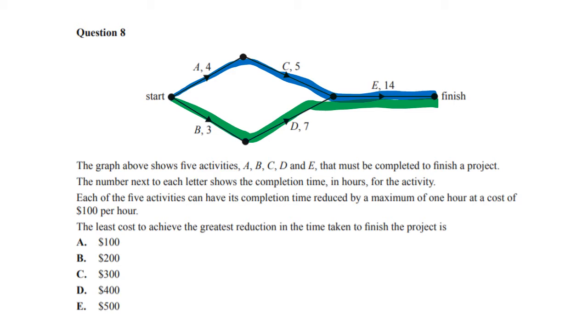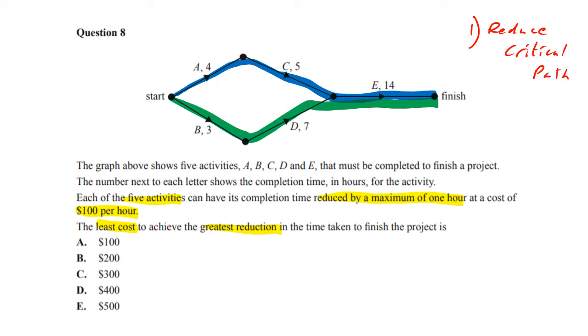Because it says we've got 5 activities that can be reduced by a maximum of 1 hour for $100 each. And we want the least cost for the greatest reduction in time taken to finish the project. So we're trying to say, can we reduce the project? Now, step 1 is reduce the critical path.